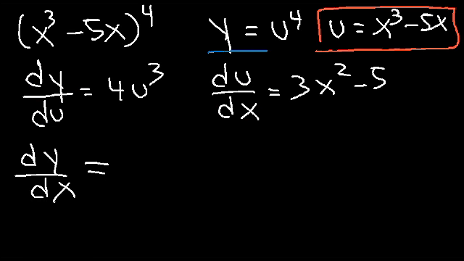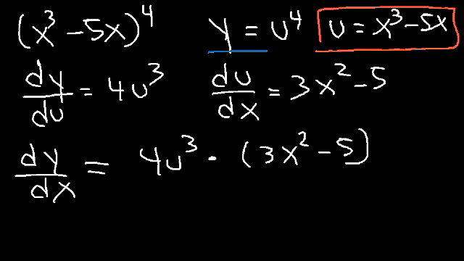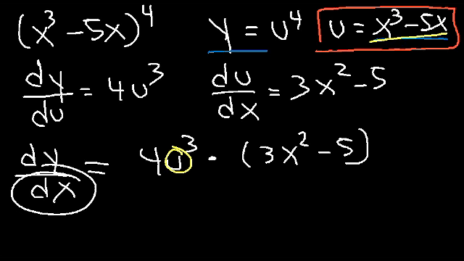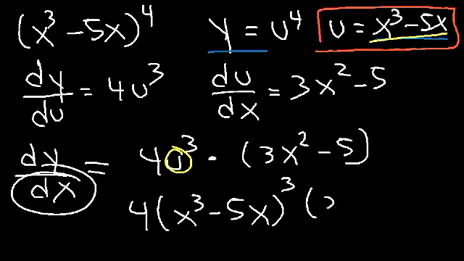So dy/du is 4u to the 3rd. du/dx is 3x squared minus 5. Now we want the derivative of y with respect to x, so we don't want the u variable, we only want to see x. So since u is equal to x cubed minus 5x, we're going to replace this u with x cubed minus 5x. So it's 4 times (x cubed minus 5x) raised to the 3rd times (3x squared minus 5).